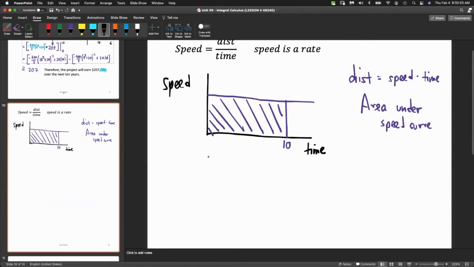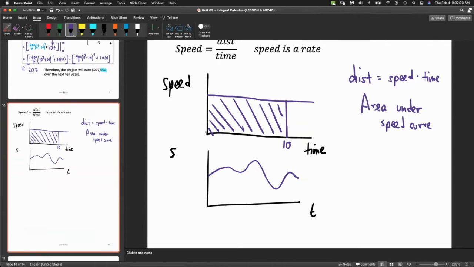What if the speed curve was like this? What if the speed, so this is speed versus time still, what if the speed curve was like this? It was all messed up like that. It's still the same thing. You still find the area. The area will still equal the distance.